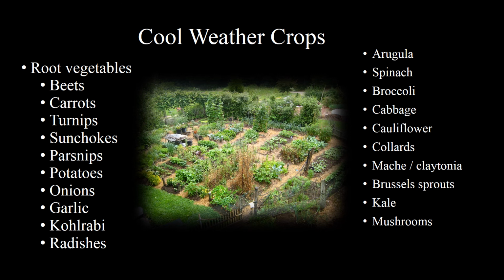Sunchokes, I think, are potentially a good choice, particularly the ones that are adapted to a northern climate and a shorter growing season. I think those might be good for people who aren't very good at farming, because it's hard to kill them. So you've got to be careful where you plant them. They will kind of take over. Parsnips, potatoes, onions, garlic, kohlrabi, radishes. The root vegetables tend to do okay.